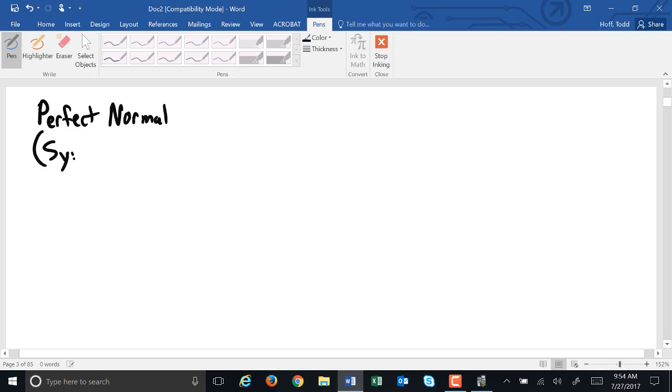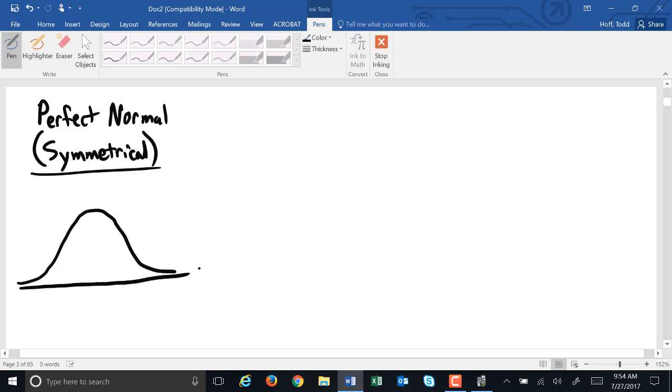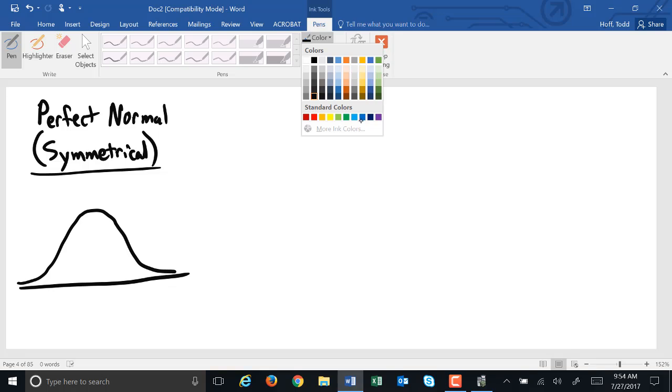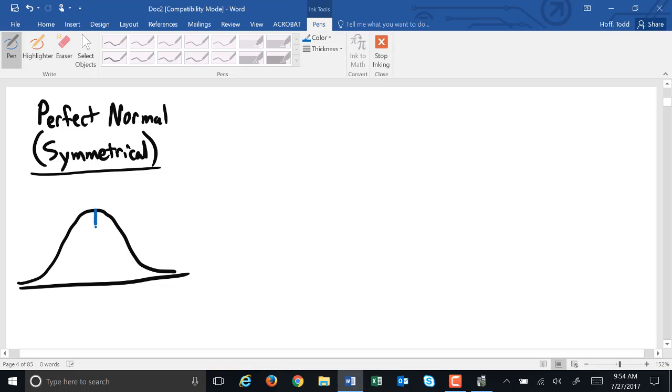If our distribution is perfectly normal, in other words, symmetrical, pretend that looks symmetrical. In our bell curve, the mode, of course, is just the highest part of the curve. That's the value that occurs most often. The mean should be the same value. And the median, also the same value. So in a good set of data, a perfectly normal set of data, the mean, median, and mode will be the same value.